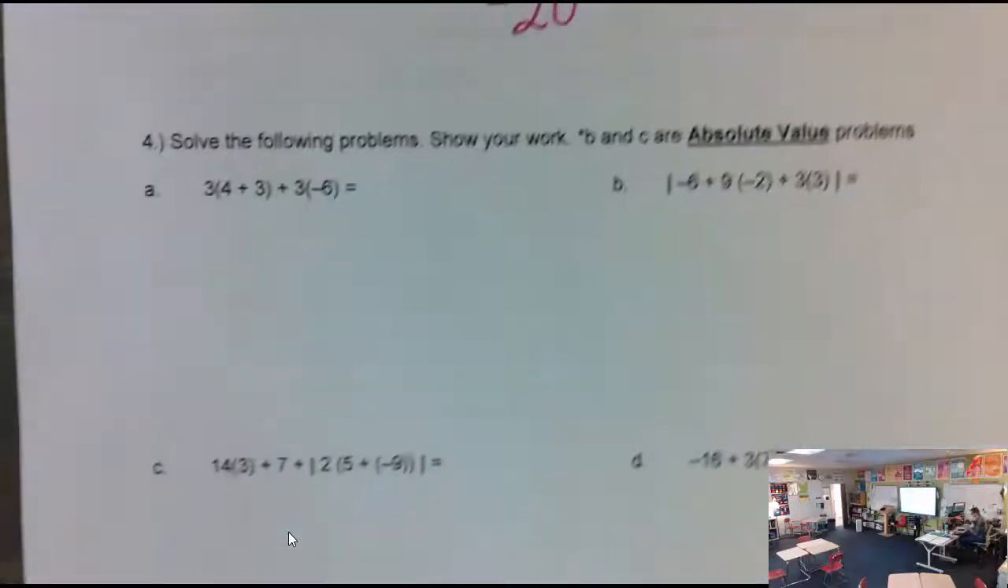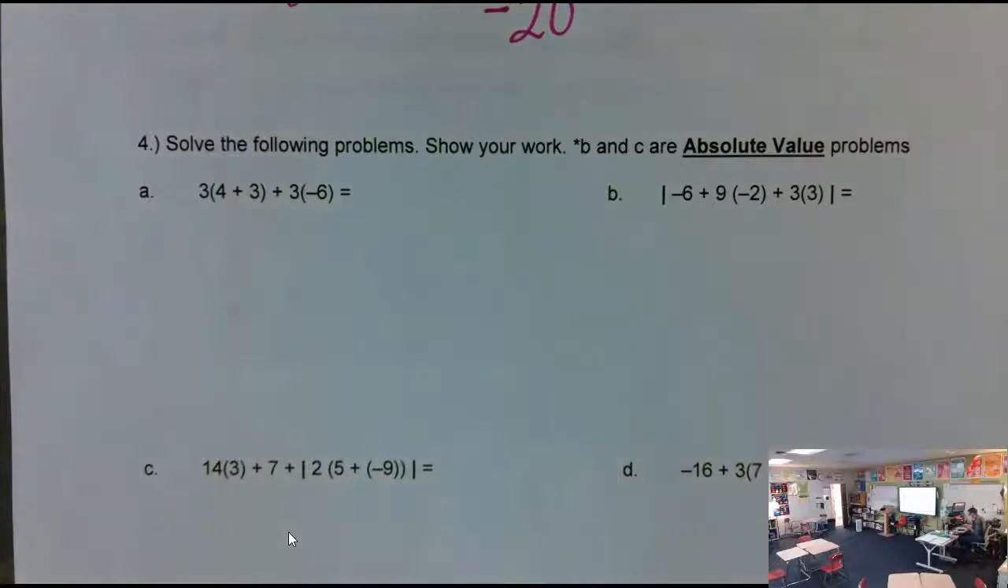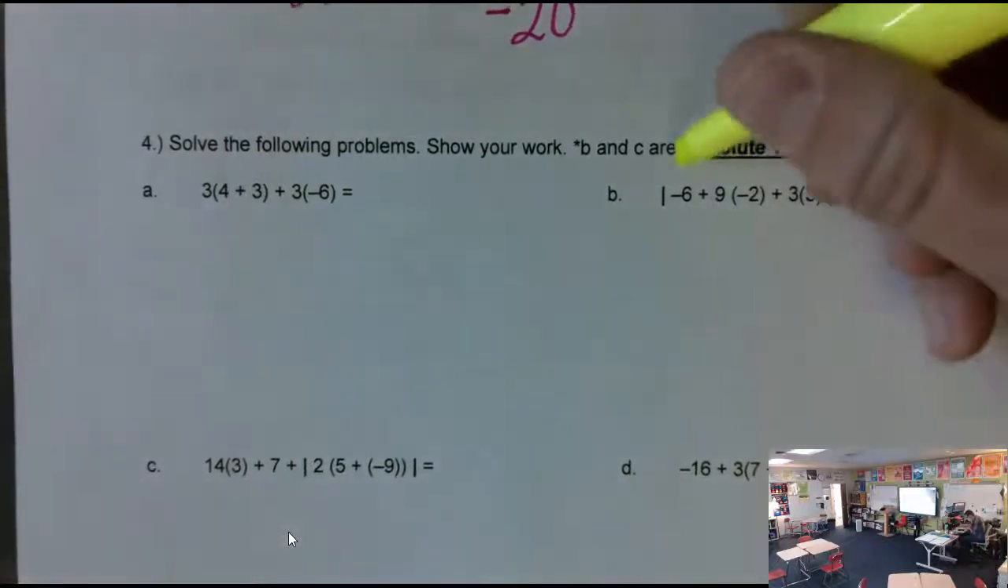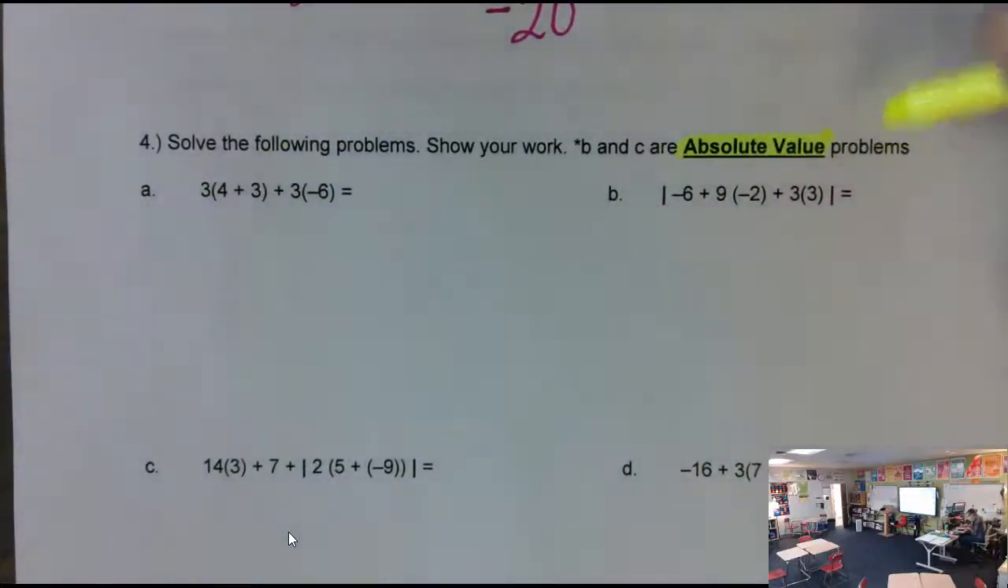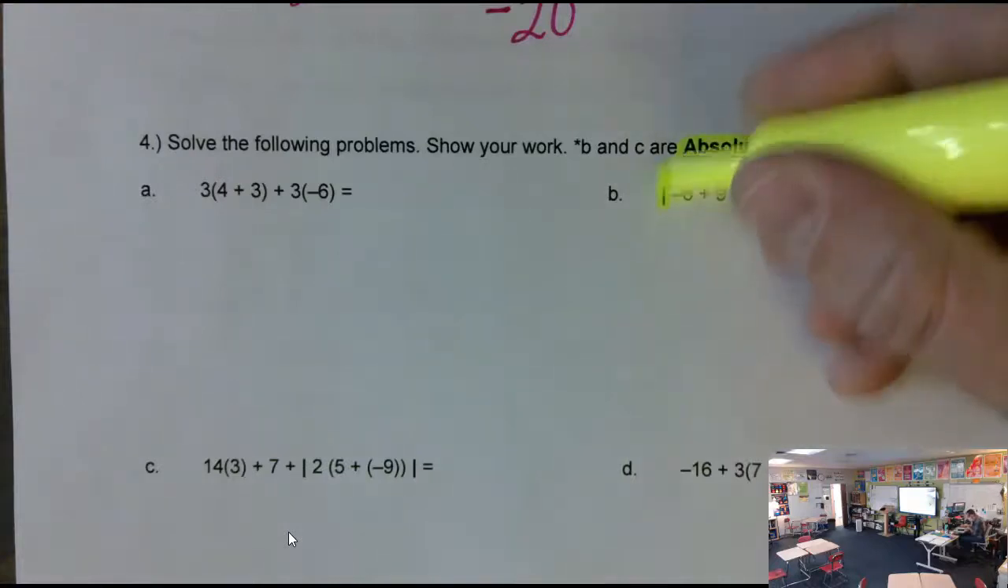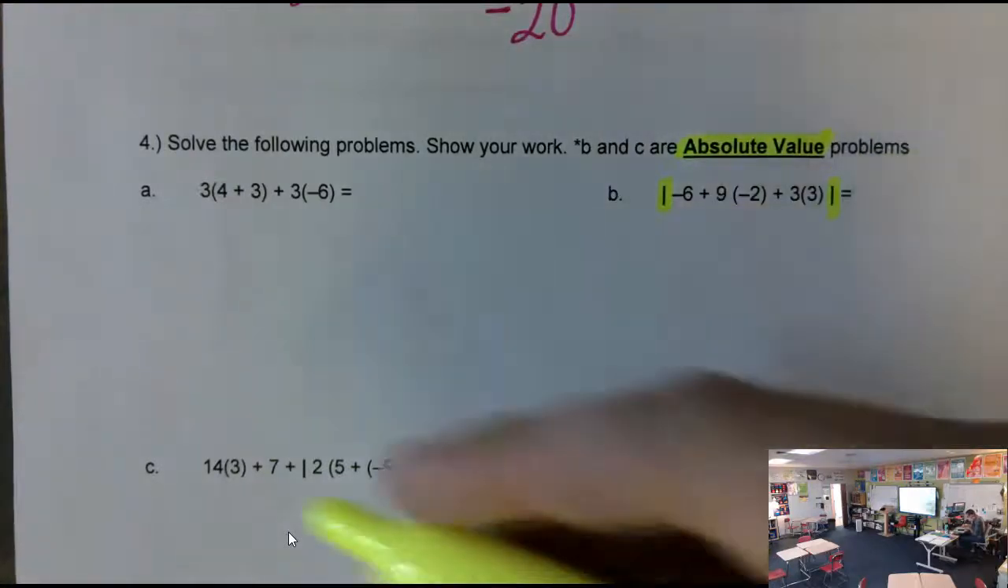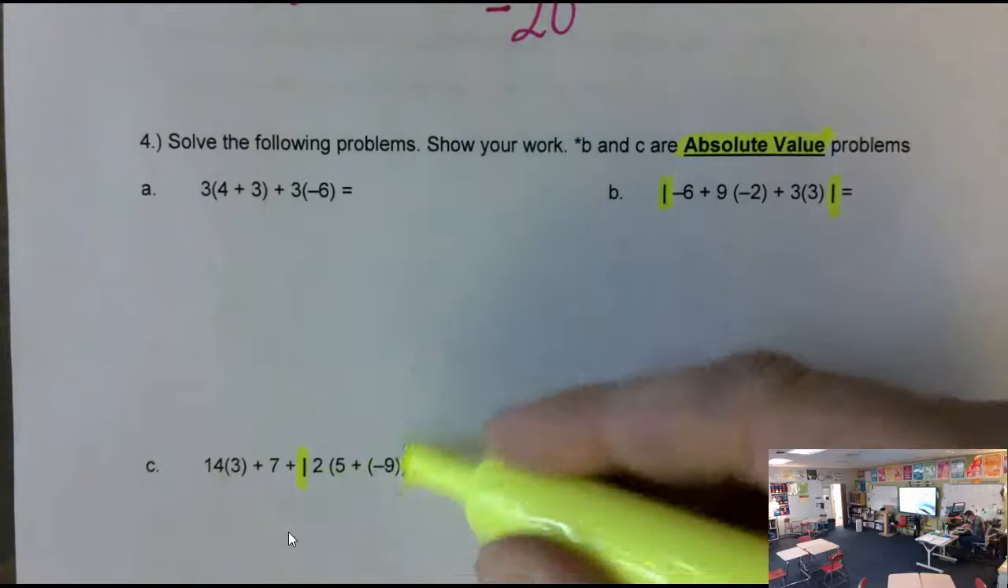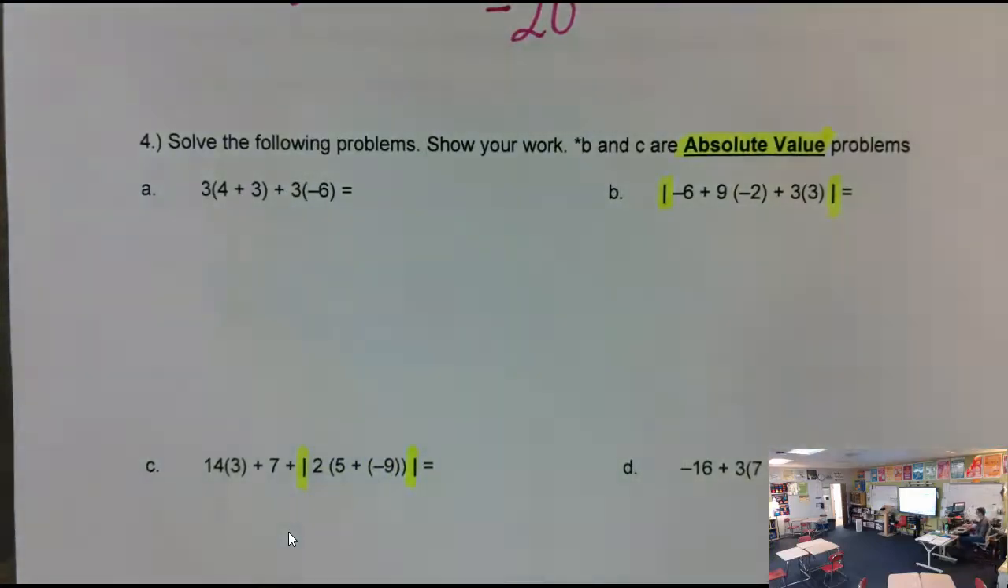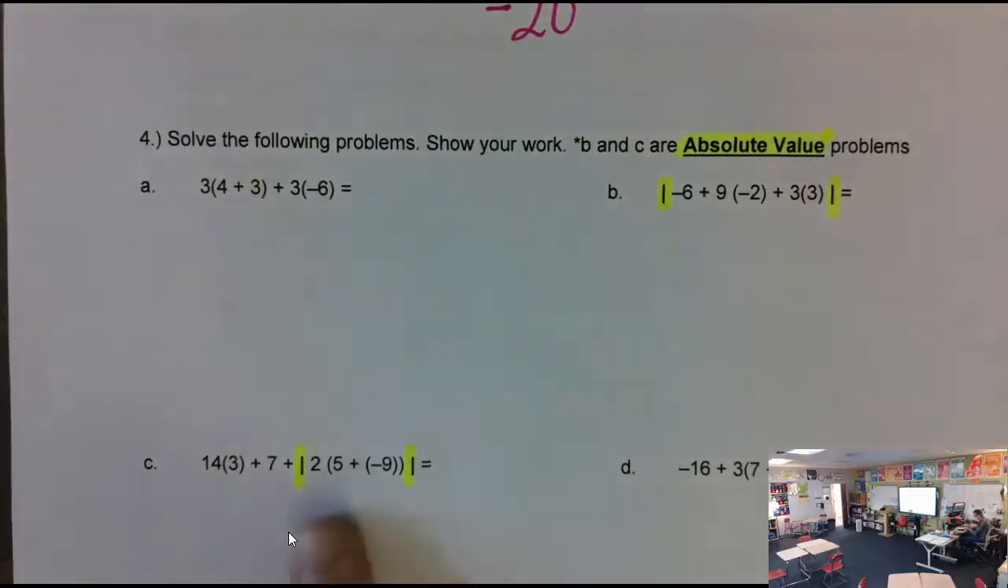Doing number 4 now, and guys, I give you the warning. Remember, I write these tests. I'm trying to get you guys to do well with this stuff, so I warn you about the trapdoors. These are absolute value, and these are absolute value. So obviously B and C are slightly different. B absolute value is the whole thing. C absolute value is just part of it.